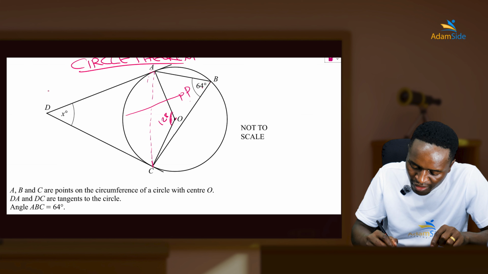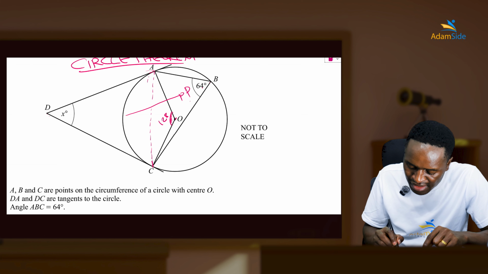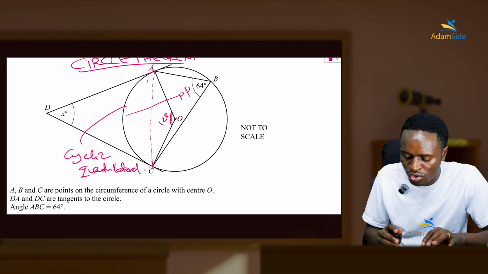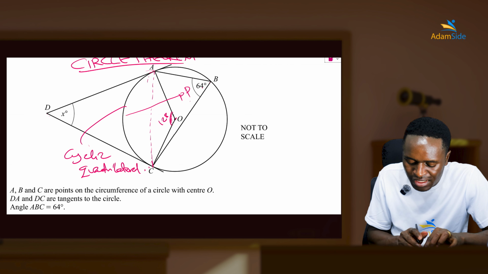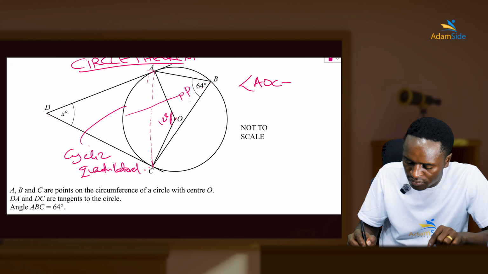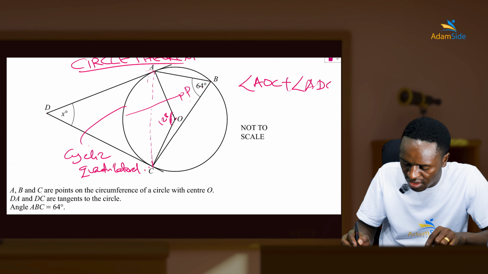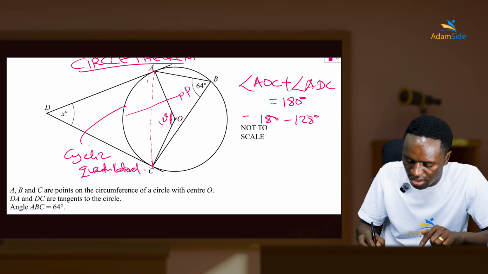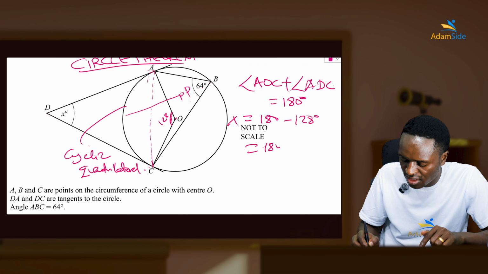But we know now we have a shape here, ADCO. ADCO is called a cyclic quadrilateral. Normally in cyclic quadrilaterals, the opposite angles are supplementary. We have angle AOC plus angle ADC equal to 180 degrees. Therefore, you just say 180 minus 128 to get the value of angle x. So 180 minus 128 is equal to 52 degrees.